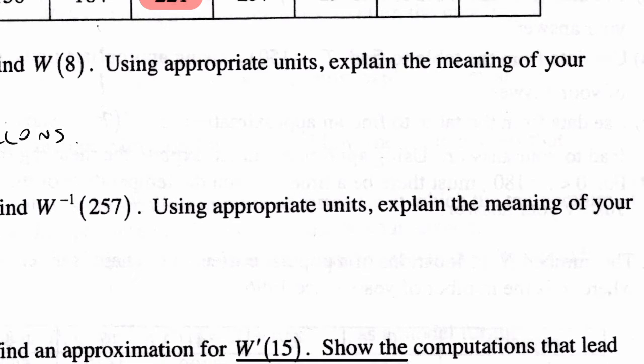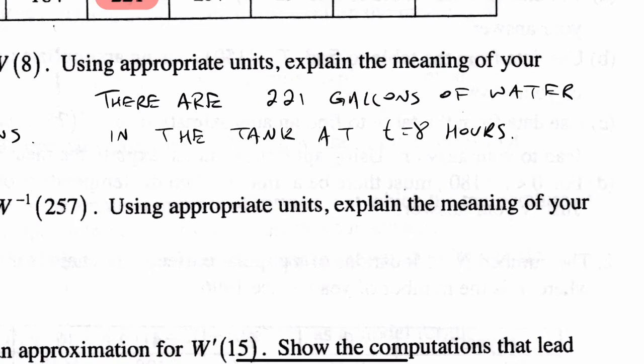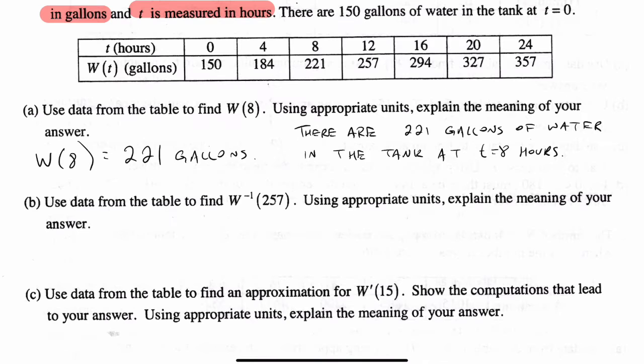So we just want to write a sentence explaining what our answer means. Putting that number into context, that just means that there are 221 gallons of water in the tank at time T equals 8 hours.